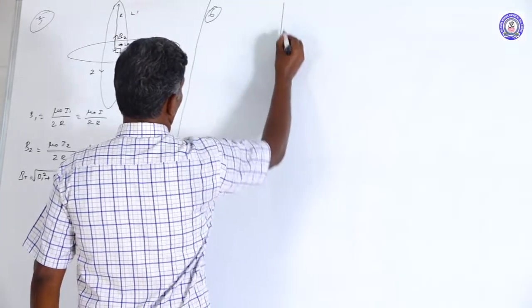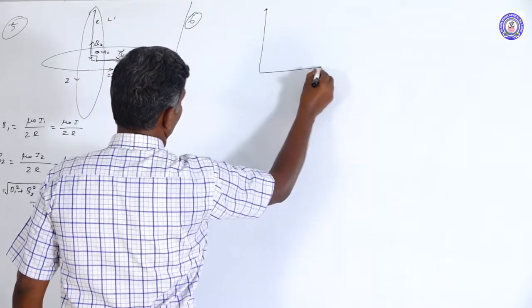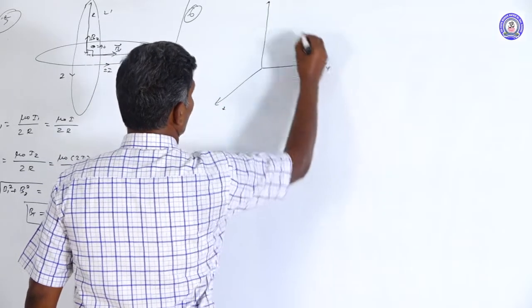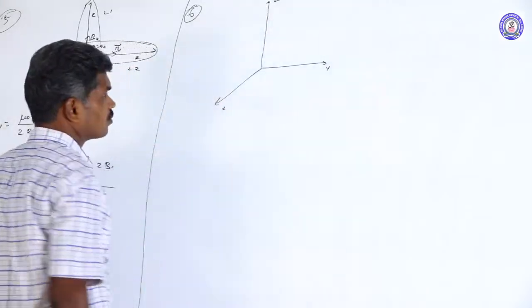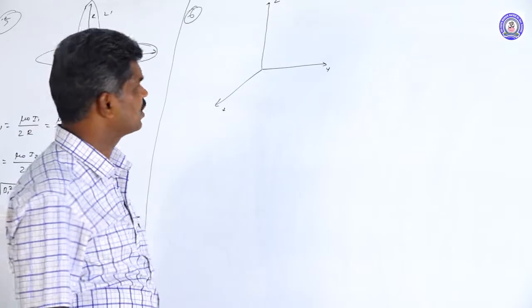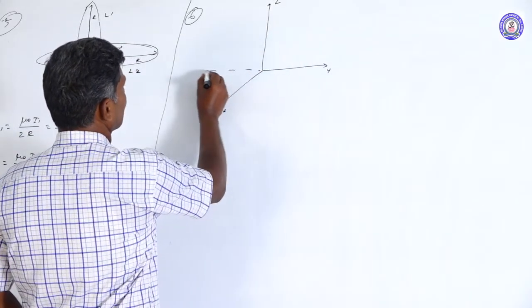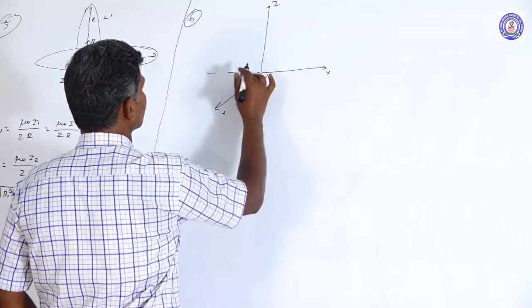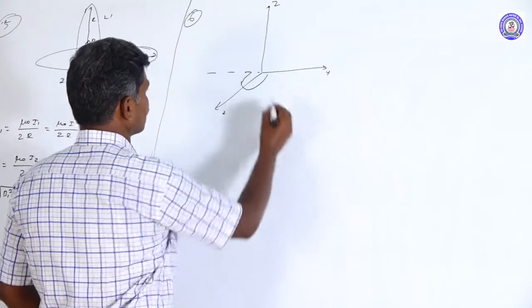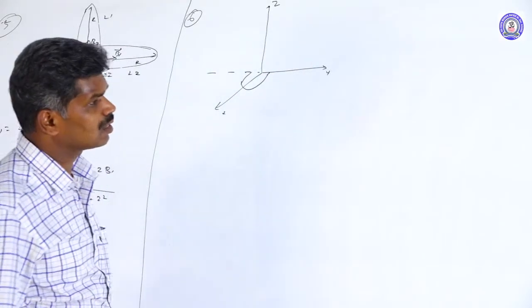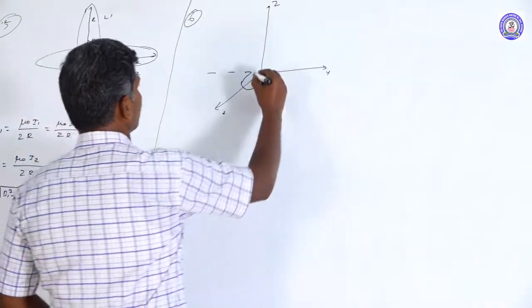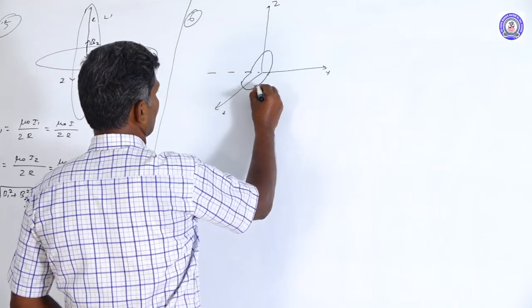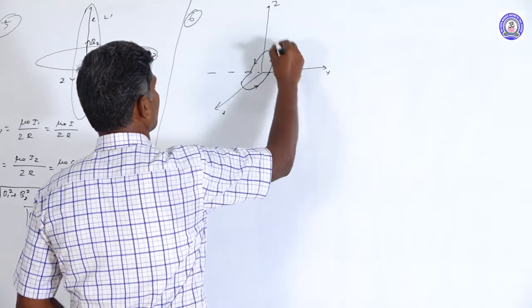First we will take the diagram for the sixth one. Three-dimensional axes we are representing: X, Y, Z. The first semicircular loop is in the XY plane. The second semicircular loop is in the YZ plane. Suppose current is flowing in this direction, I ampere current.